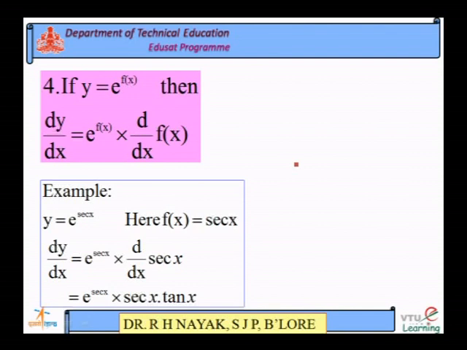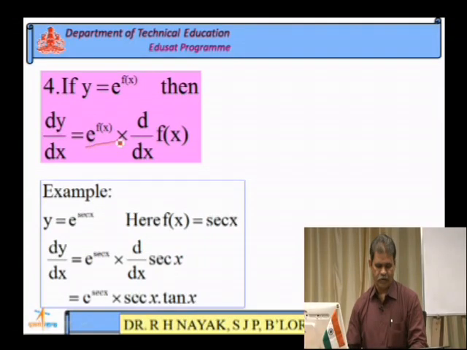You take the fourth one. The fourth standard form is what? E to the power of function. Differentiation of e to the power of x is what? E to the power of x only. According to that, differentiation of e to the power of function is e to the power of function into d by dx of function.